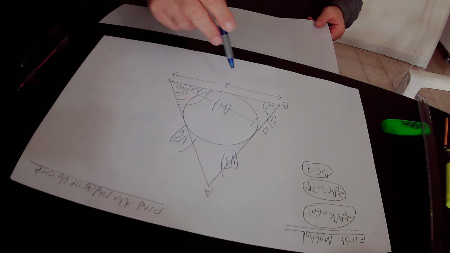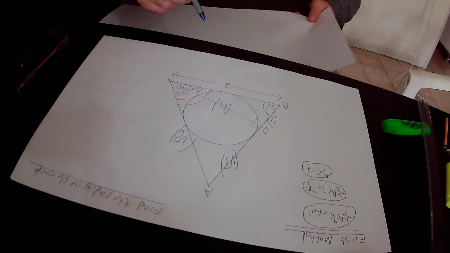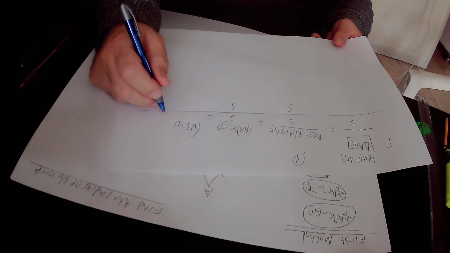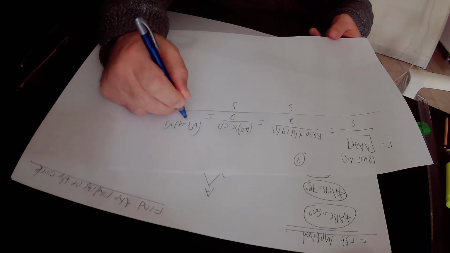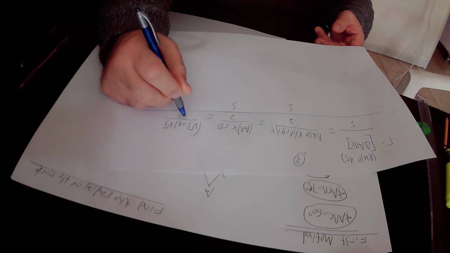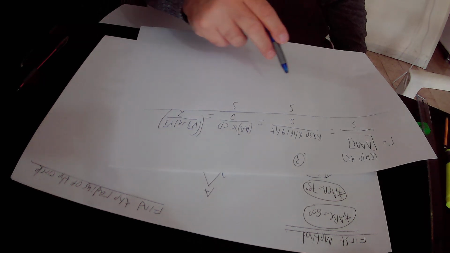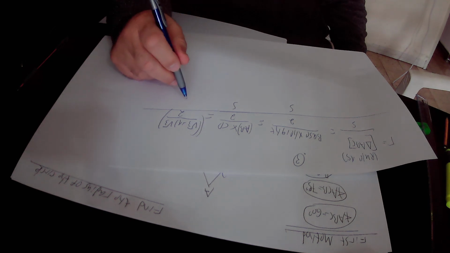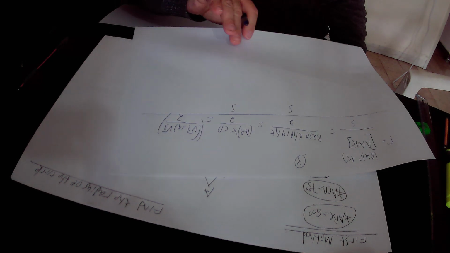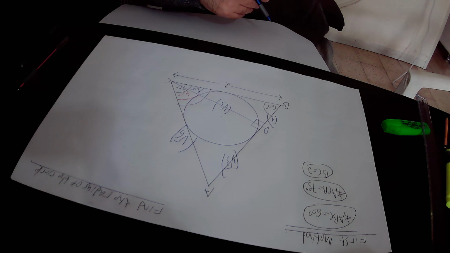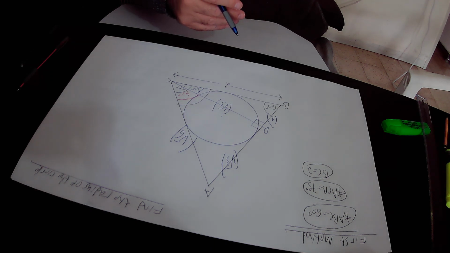Times the height DC is square root of 3, all divided by 2. That is actually the area of triangle ABC. We have to divide the area of triangle ABC by S, that is the semi-perimeter of the same triangle, triangle ABC.